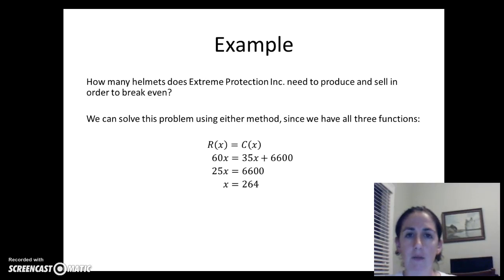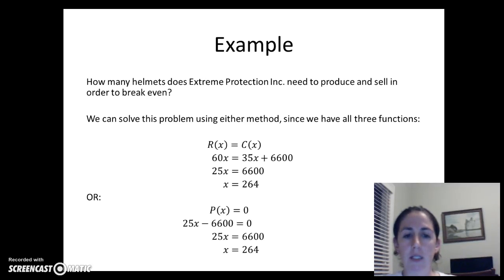What if you didn't want to set revenue equal to cost? What if you wanted to set profit equal to 0? Well, our profit function is 25x minus 6,600. And just solve this algebraic equation. Add 6,600, divide by 25, and you can see you still get 264 helmets in order to break even.